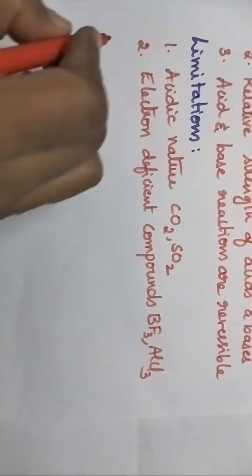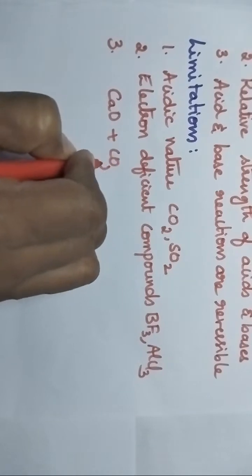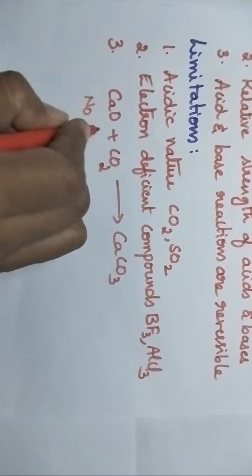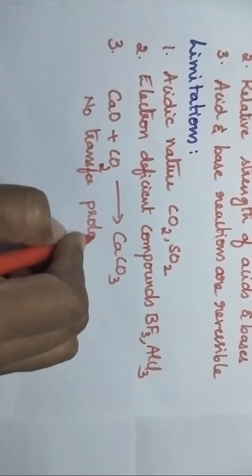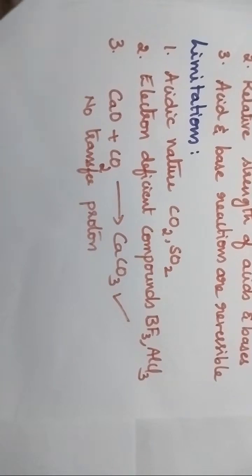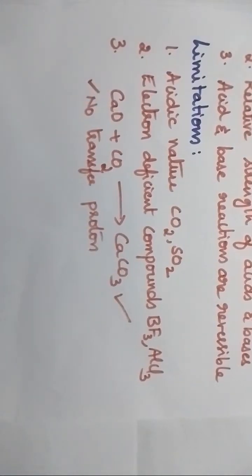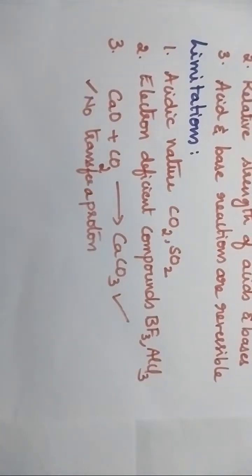At the same time, it fails to explain the neutralization reactions which do not involve the transfer of proton. There is no transfer of proton from an acid to a base, but it is a neutralization reaction. So, Bronsted and Lowry failed to explain the neutralization reactions which do not involve the transfer of a proton. Clear? This is all about the Bronsted and Lowry theory of acids and bases.